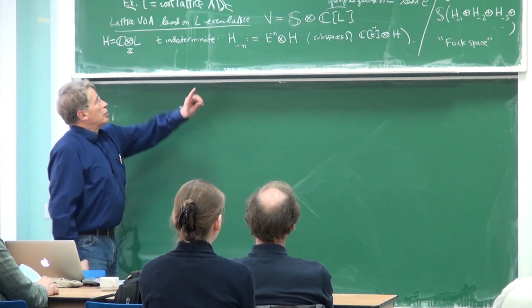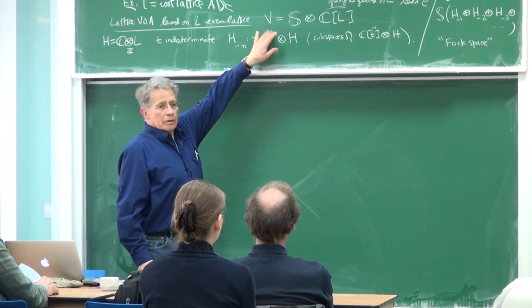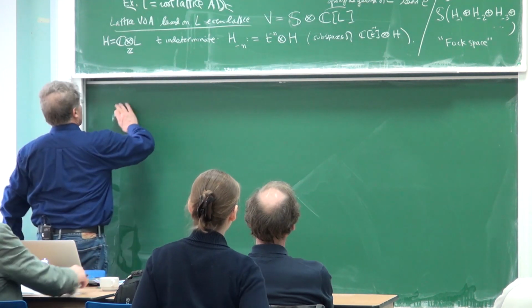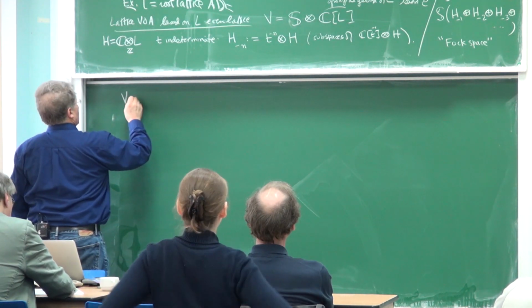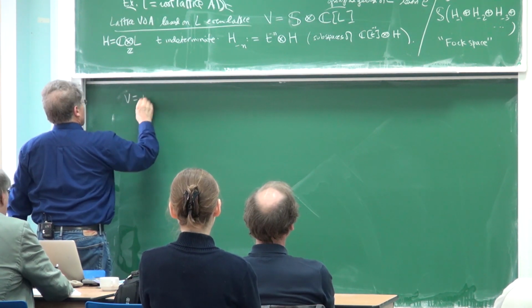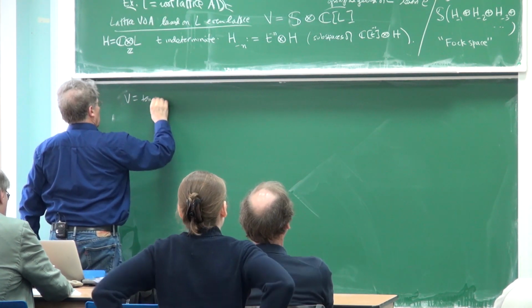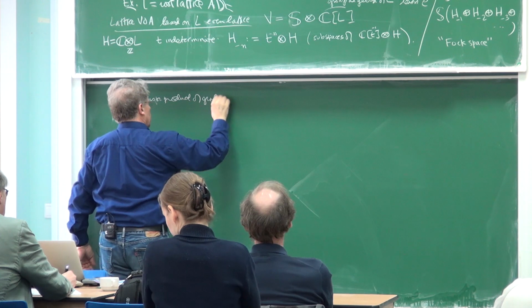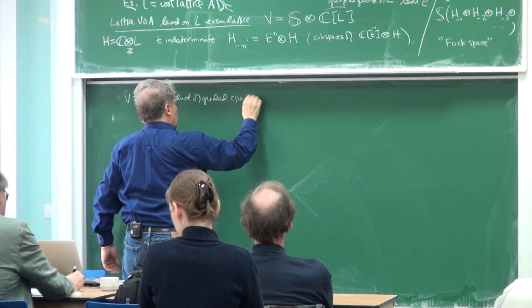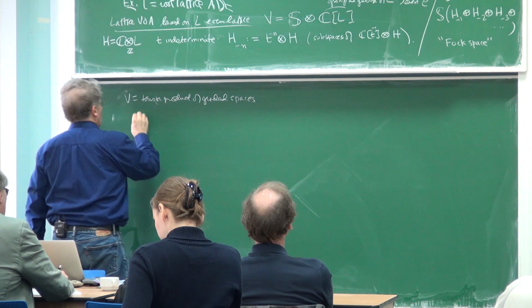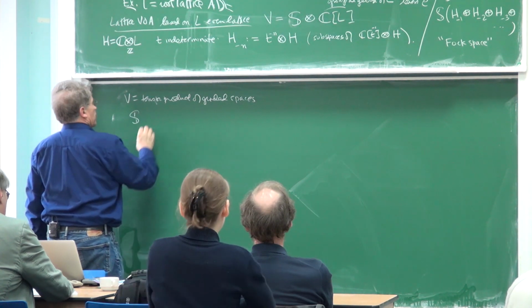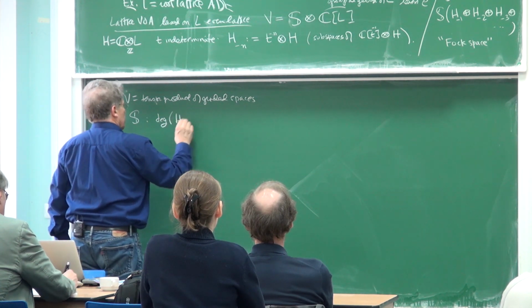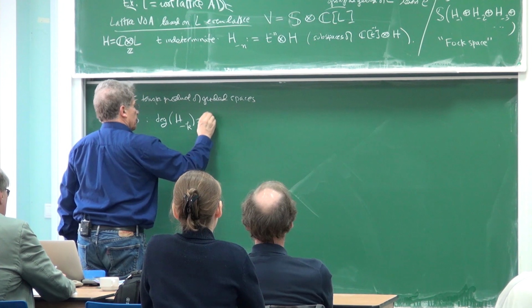Okay, now V is supposed to be graded. So I have to tell you about the grading. Okay, V is a tensor product of graded spaces. And for S, the degree of H sub minus K is K.